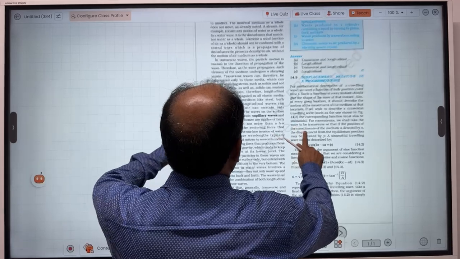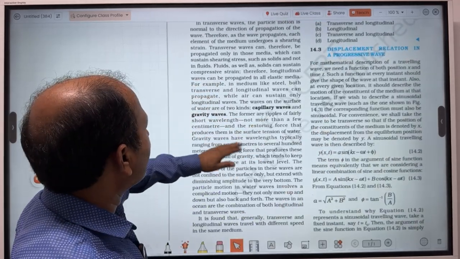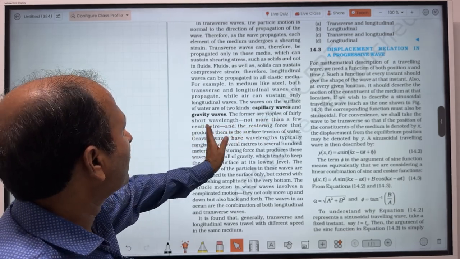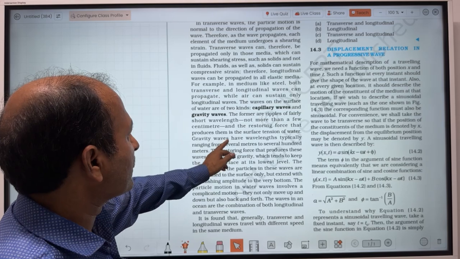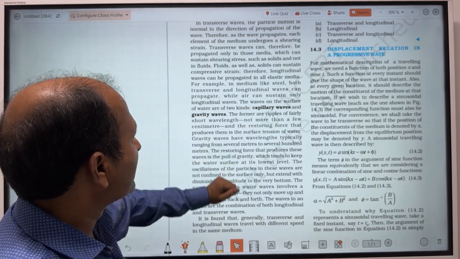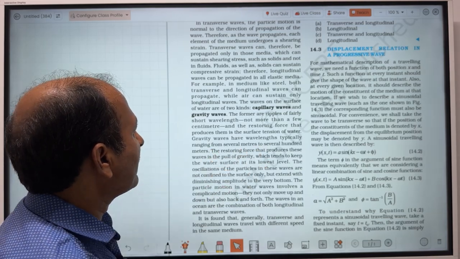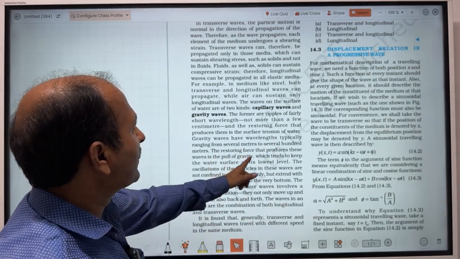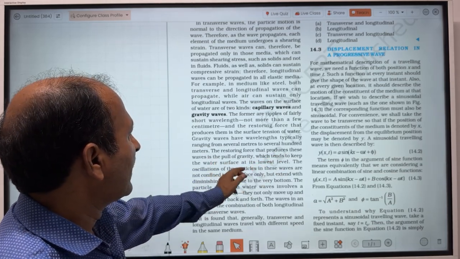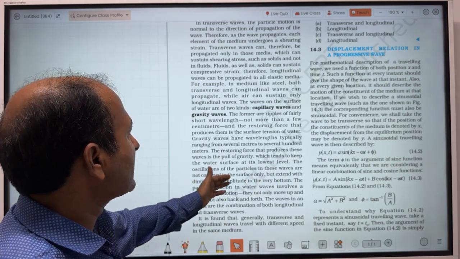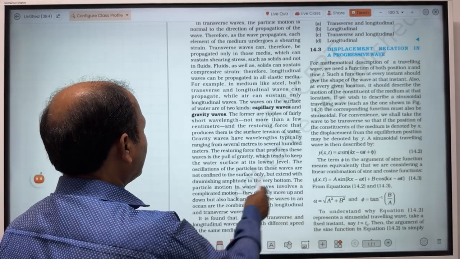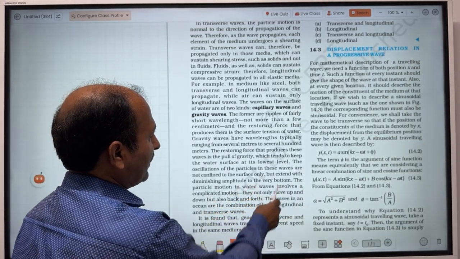There are some more waves, like waves on the surface of water, which are of two kinds, capillary waves and gravity waves. The former are ripples of fairly short wavelength, not more than a few centimeters, and the restoring force that produces them is the surface tension of the water. So we are talking about capillary waves. And gravity waves have wavelengths typically ranging from several meters to several hundred meters. The restoring force that produces these waves is the pull of gravity, which tends to keep the water surface at its lowest level. The oscillations of the particles in these waves are not confined to the surface only, but extend with diminishing amplitude to the very bottom.